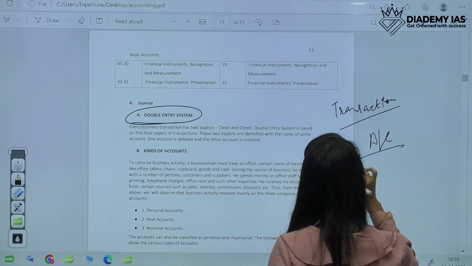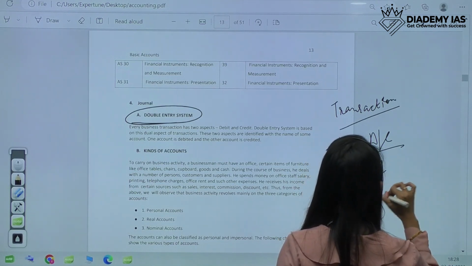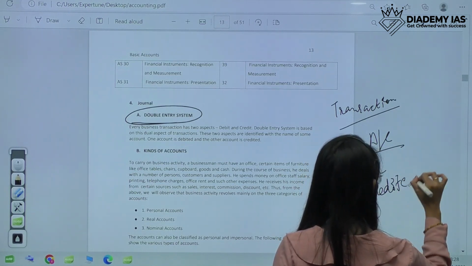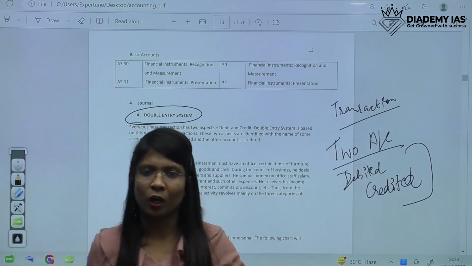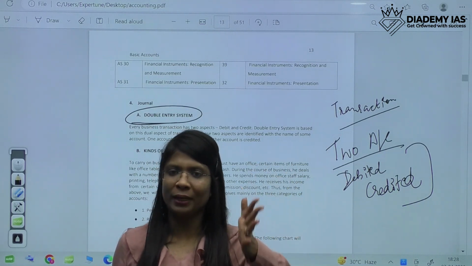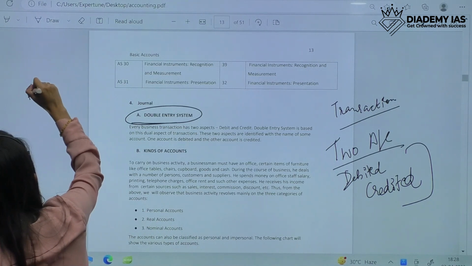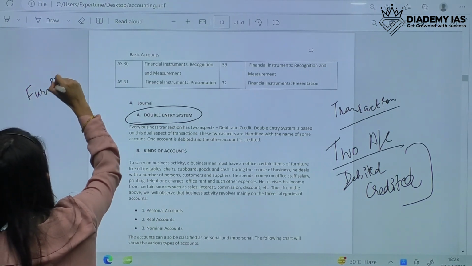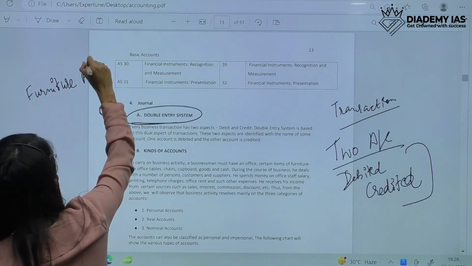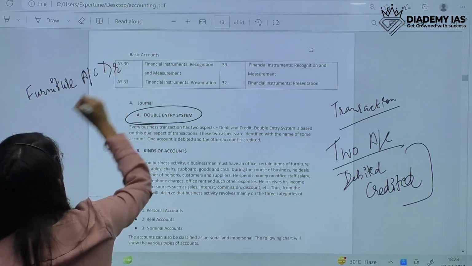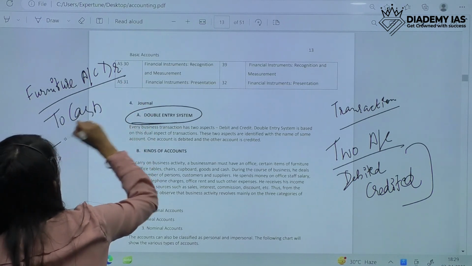One will be debited and another will be credited. So our accounting will impact two accounts. One will be debited and another would be credited. We'll always make a journal entry like this. For example, furniture. If furniture is bought in cash, then the entry would be furniture account debit to cash. One is debited, another is credited.